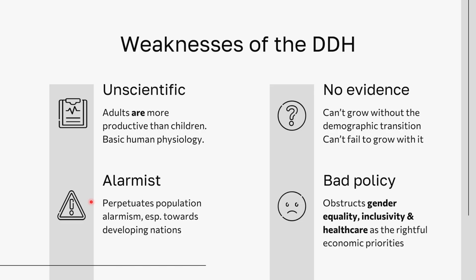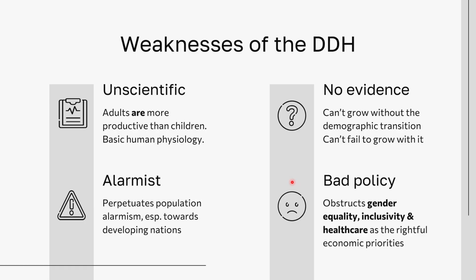The third problem is alarmism. Effectively, the dividend hypothesis promulgates an alarmist narrative, specifically targeted towards developing countries, that if they achieve a demographic transition, nothing is guaranteed. They might stay poor as they were before. Again, this has never happened. We don't have any tangible empirical evidence of this happening now. And so it perpetuates this kind of alarmism.